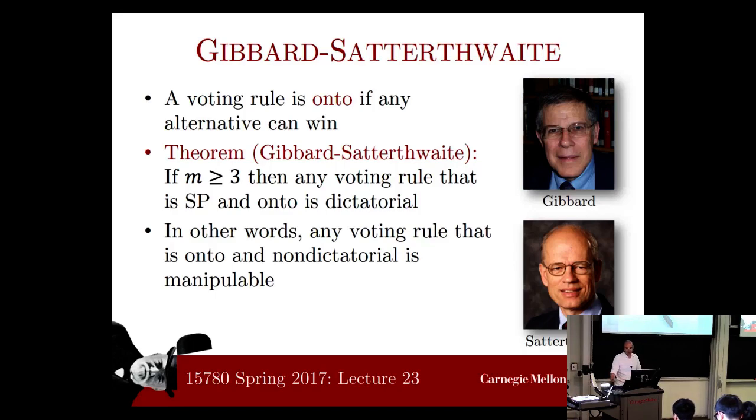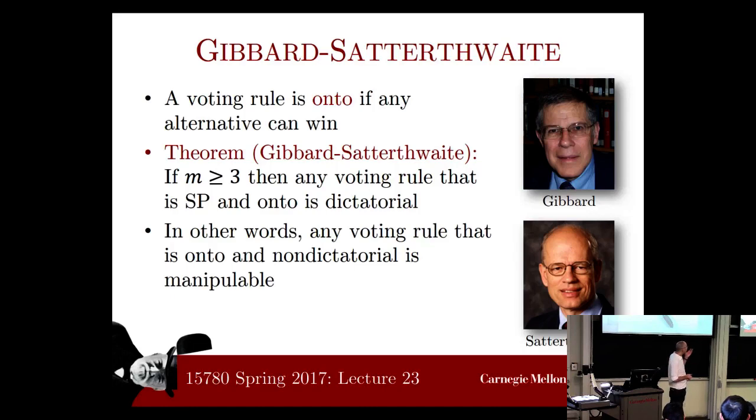Right, and what the theorem says, so this was proven independently by Gibbard in '73 and Satterthwaite in '75. It says that if there are at least 3 alternatives, then any voting rule that is strategy proof and onto has to be a dictatorship. So the contrapositive is that any voting rule that is onto and non-dictatorial has to be manipulable, in the sense that there will be situations where some voter can get a better outcome by lying about their preferences.